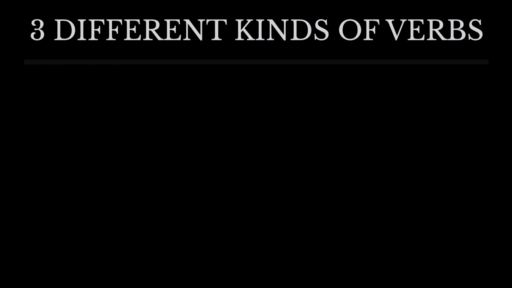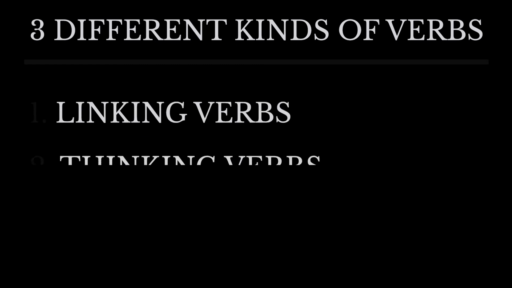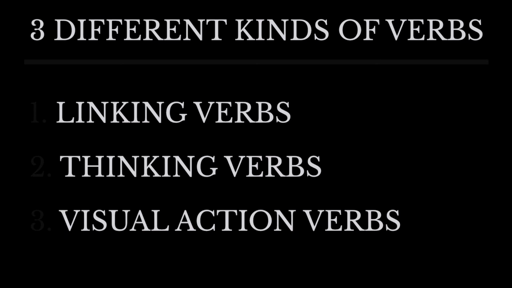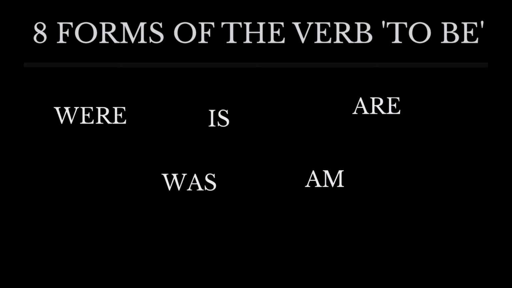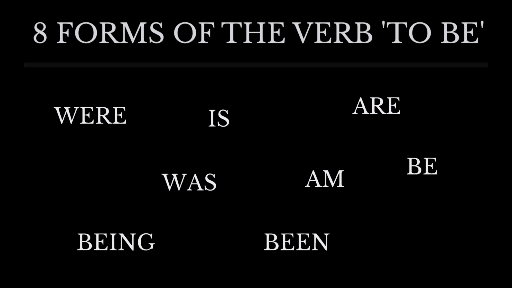So as we talked about this, we broke out our verbs into three different kinds: linking verbs, thinking verbs, and visual action verbs. So the first kind of verb, linking verbs, is one that a lot of people use all the time, but writers don't think about very much sometimes. So the main culprit for a linking verb is to be. There are 8 forms of the verb to be. They are is, are, am, was, were, be, being, and been.